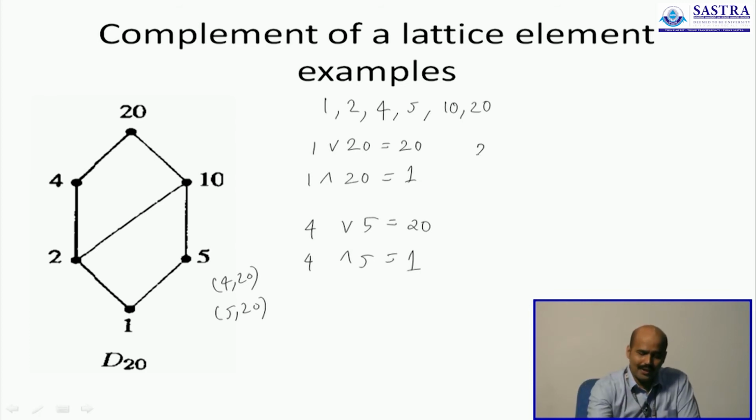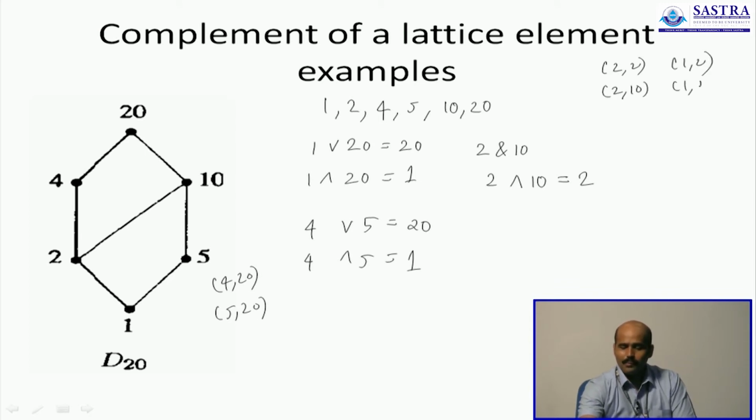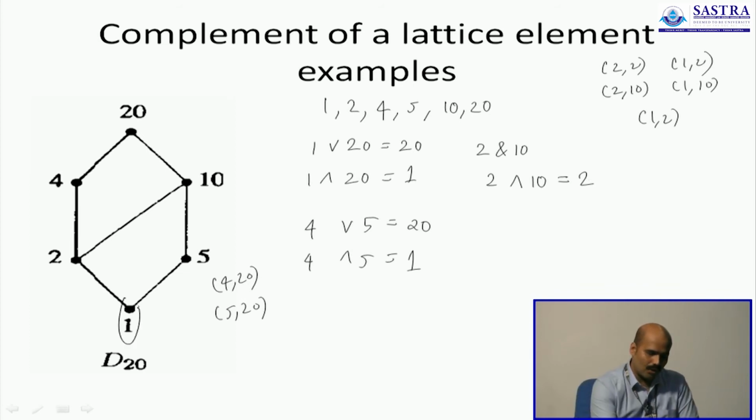However, when you pick 2 and 10, we run into trouble. The greatest lower bound of 2 and 10 happens to be 2 because you have (2, 2) as well as (2, 10). You have (1, 2) as well as (1, 10), but between 1 and 2 you have only (1, 2). So 2 is the greatest of all lower bounds. So that's not the least element. 2 is not the least element. The lattice has its least element in 1 because 1 divides every other element, 2, 4, 5, 10, 20.